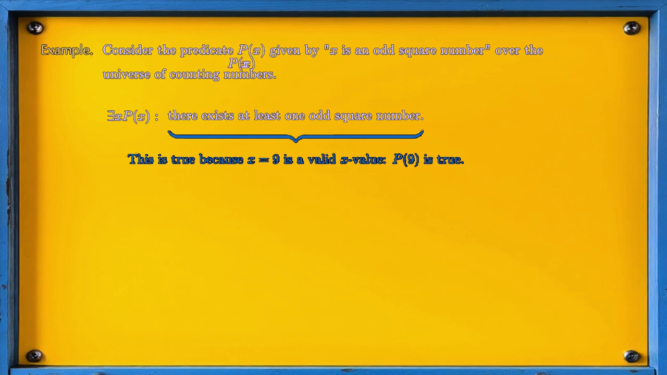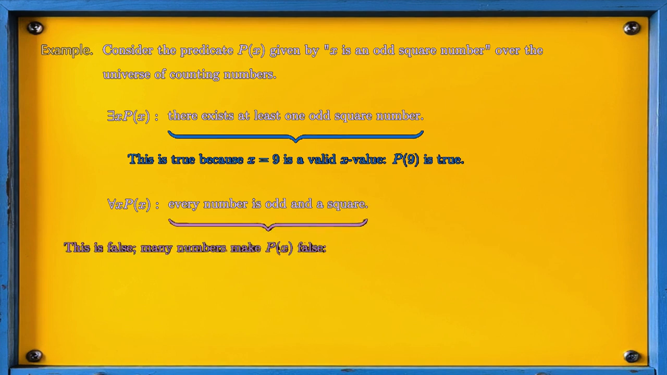Likewise, if we add the universal quantifier, we see that this translates to every number is odd and square. This is false because many numbers make p of x false. They don't all make it true. For example, x equals 3, x equals 4, and x equals 6 all make some part of the proposition p of x false.